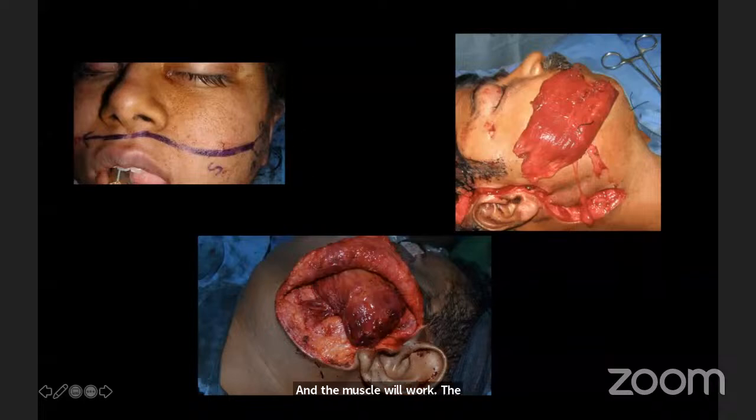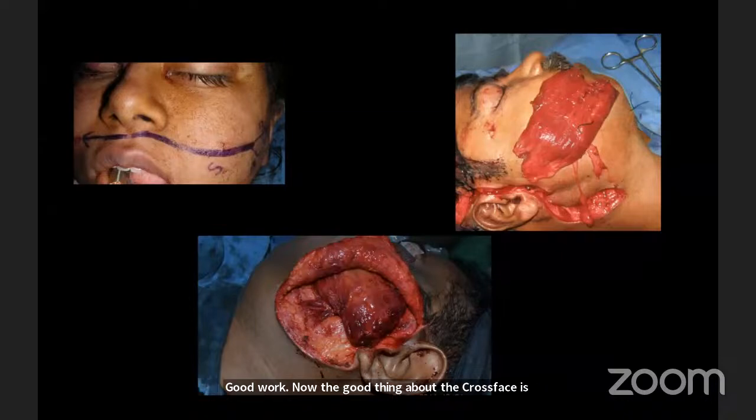The other way is that you put the gracilis in position and you do dual innervation. The nerve to masseter will heal earlier and will be able to maintain the tone of the muscle, and the cross-face will work. Now, the good thing about the cross-face is that it allows for mimetic movement. So when you smile, the opposite side will also excurse in a symmetric movement.